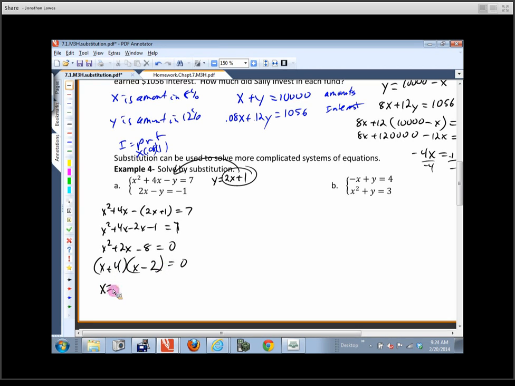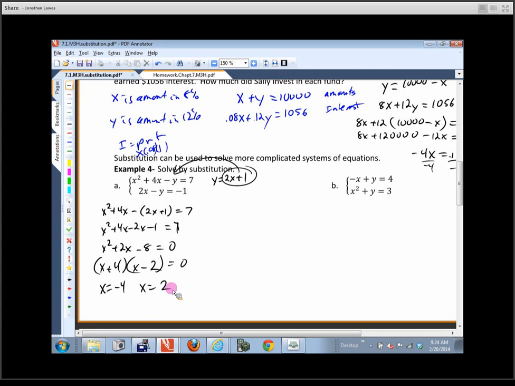What's the solution that comes from this factor? Negative 4, and the one from this one? Positive 2. Is there anything wrong with getting two answers on this? Nope, nothing wrong with that at all. What it means is this is going to cross in two places.